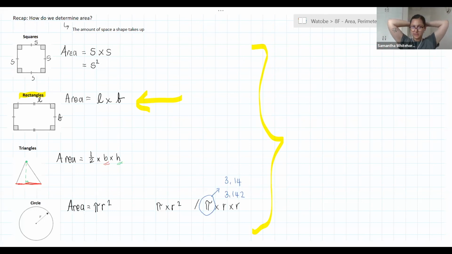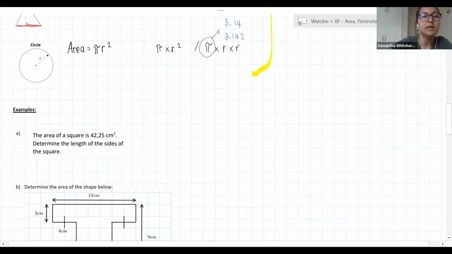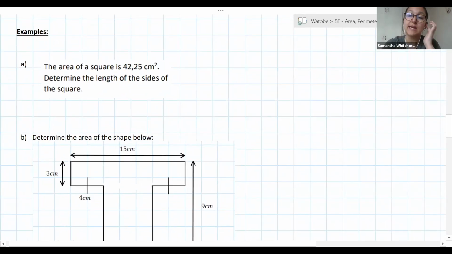And then we're going to have a look at some examples of using these formulas. Okay, so let's have a look at some examples. Now, guys, remember we're stepping up a little bit here. We have already done some basic area examples. And so if you are new, that's absolutely fine. You can go and find the video on Watobe's website.